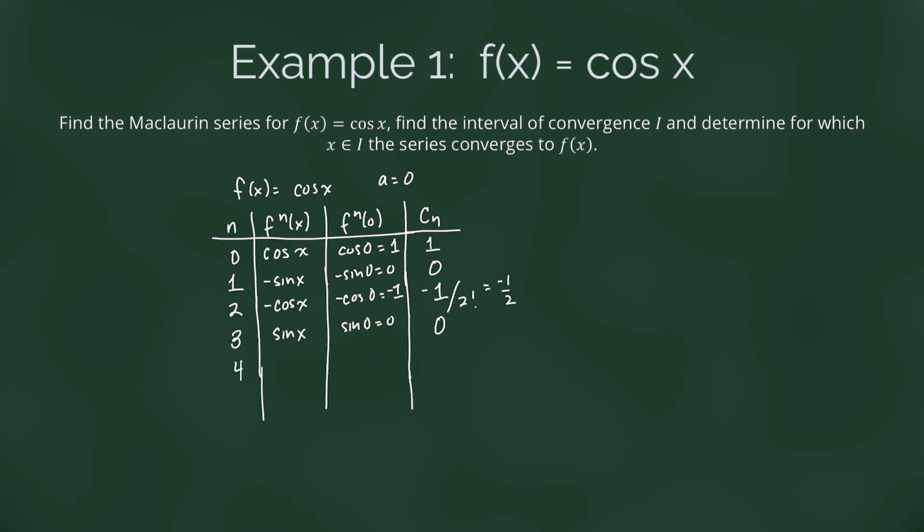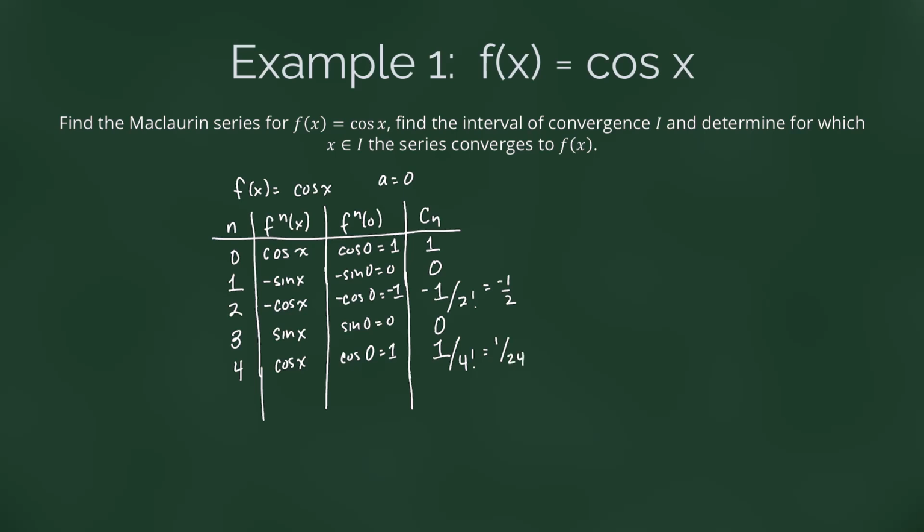For n equals 4, our fourth derivative is going to be cosine of x. The cosine of 0 is 1, and we can see our pattern is going to start to repeat now. So our coefficient here is not 1, but 1 over 4 factorial, which is going to be 1 over 4 times 3 times 2, which is 24.